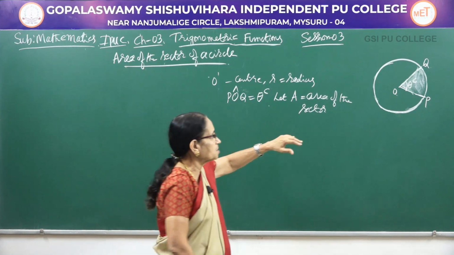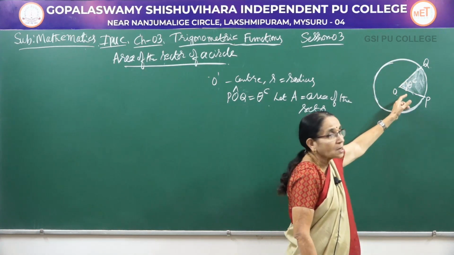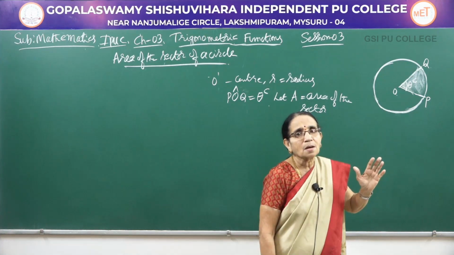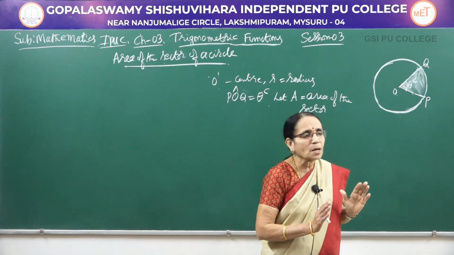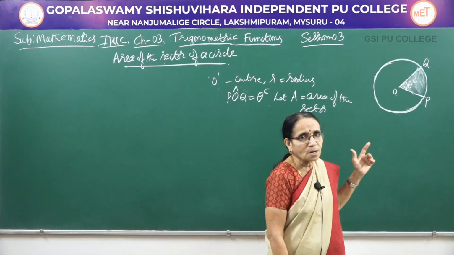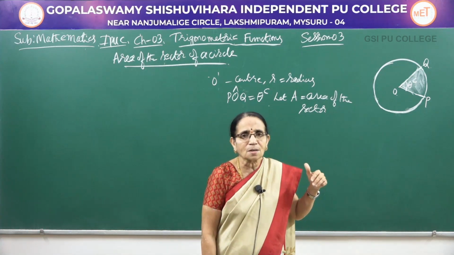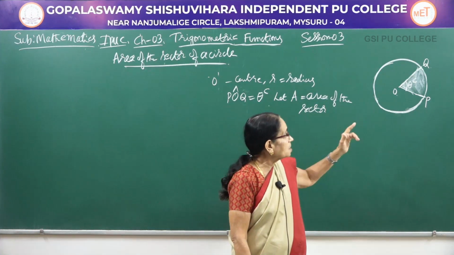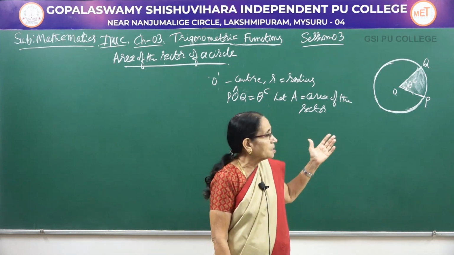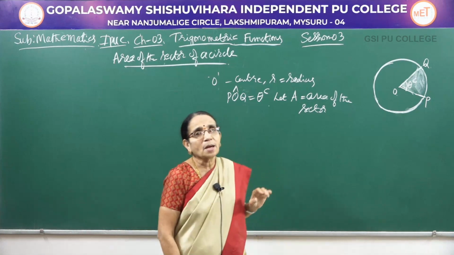Suppose I take the points here, P if it is shifted here or Q shifted there, what happens to the angle here? The angle would be increasing, and what happens to the area here? Angle increases and area will also be increasing. Angle decreases, area decreases. That means the area of the sector depends upon the angle at the center. They are proportional.